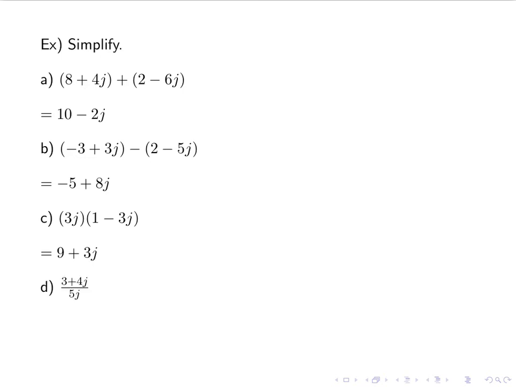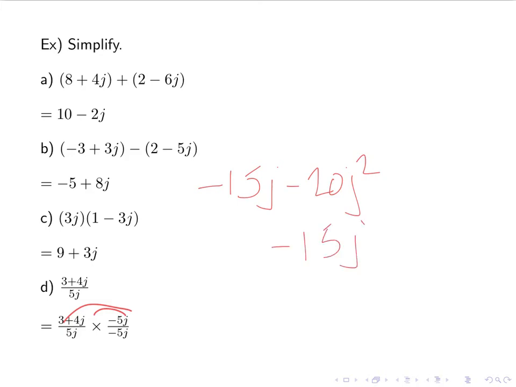For our last one, we have division, so 3 plus 4j over 5j. We'll multiply top and bottom by the conjugate, which remember is -5j. So again, I don't have to FOIL, I'm just distributing. So if I distribute my -5j, I'd have -15j minus 20j squared. And again, j squared is -1. So I end up with 20 minus 15j for my numerator.